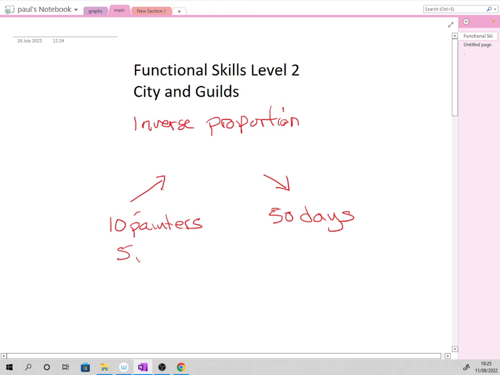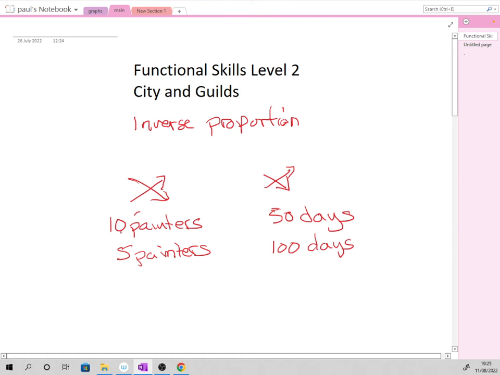If we only have 5 painters, actually this one's coming down, isn't it? Yeah, this one's coming down. Down, it doesn't matter, the opposite way. If we only have 5 painters, we've got half as many painters on the job, so it will take us twice as long, 100 days.